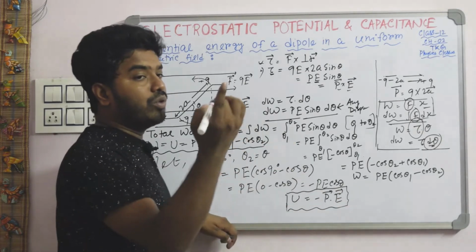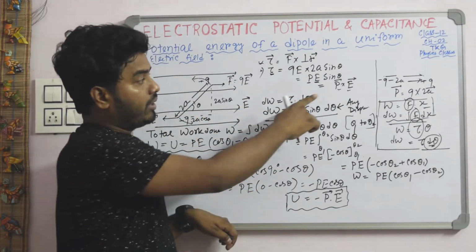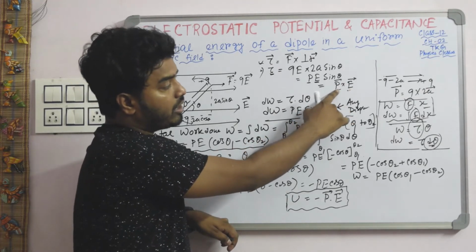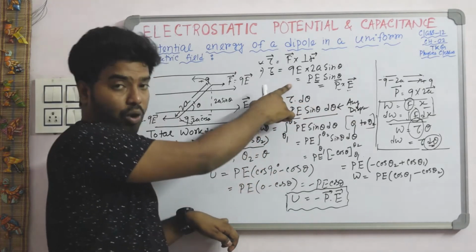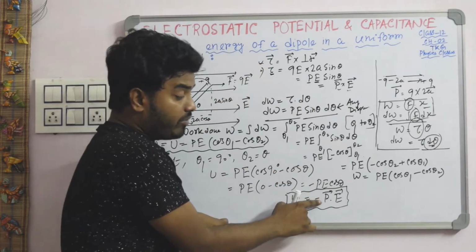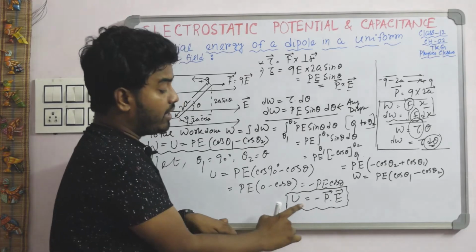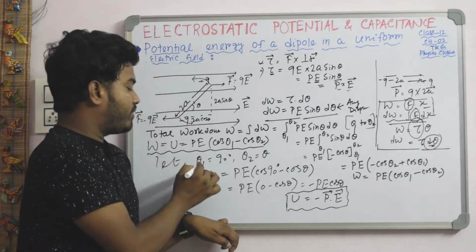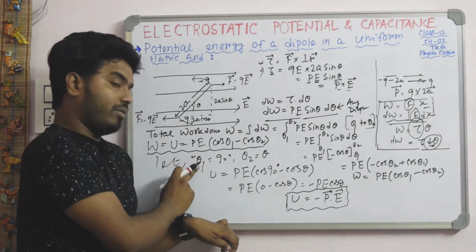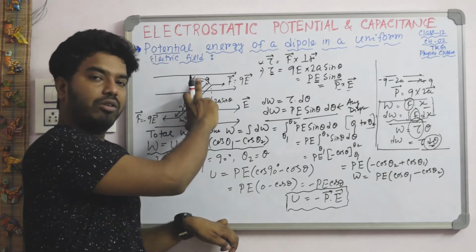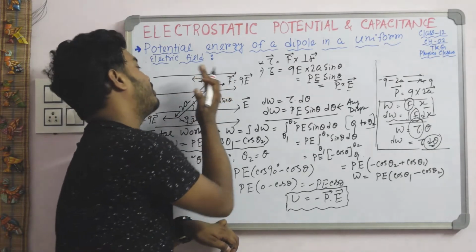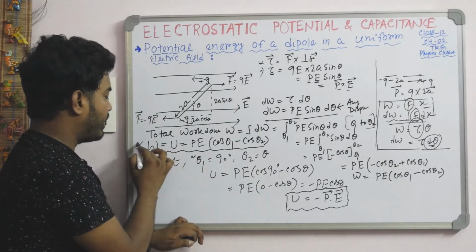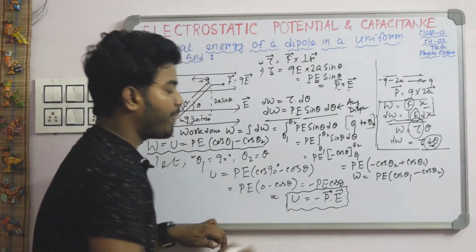Clear? And you know the expression of torque: the cross product of dipole moment and electric field represents the torque, and the negative of the dot product of dipole moment and electric field is called the electric potential energy. This holds when the dipole is initially placed perpendicular to the electric field and then rotated through an angle theta. So this is expression 1, and this is another expression 2.